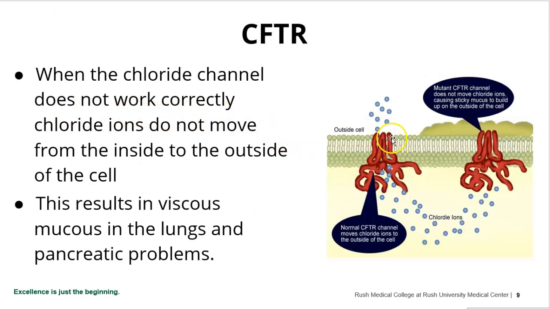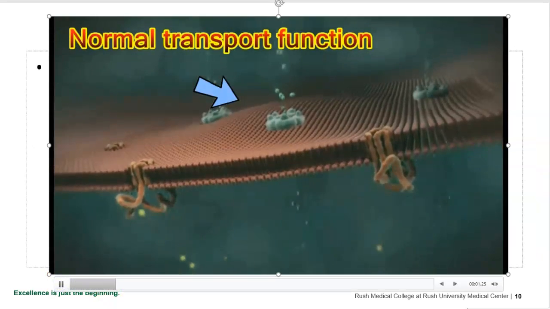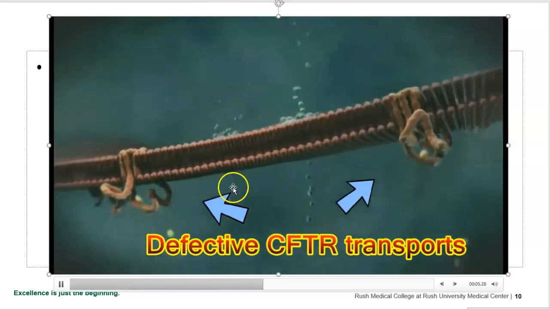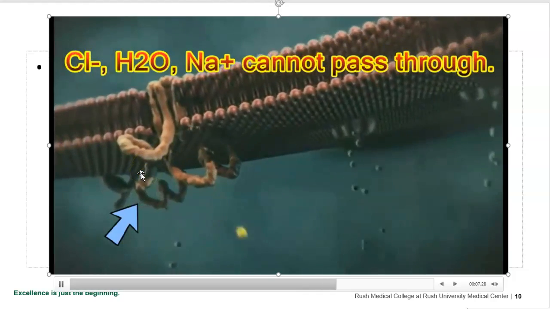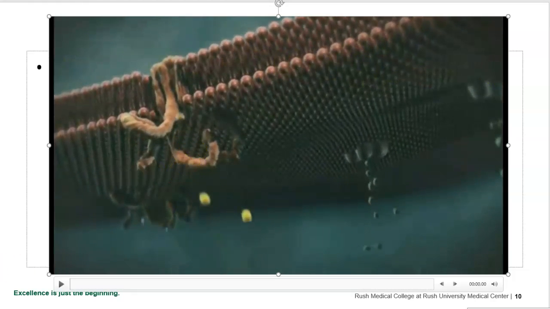When the chloride channel, so this chloride channel is in the cell membrane and it transports chloride. And when it's not doing that, it results in this thick mucus. So this is just a little diagram showing this is what it should be doing, and when it's not working right, you can see it's not going through the way it should.